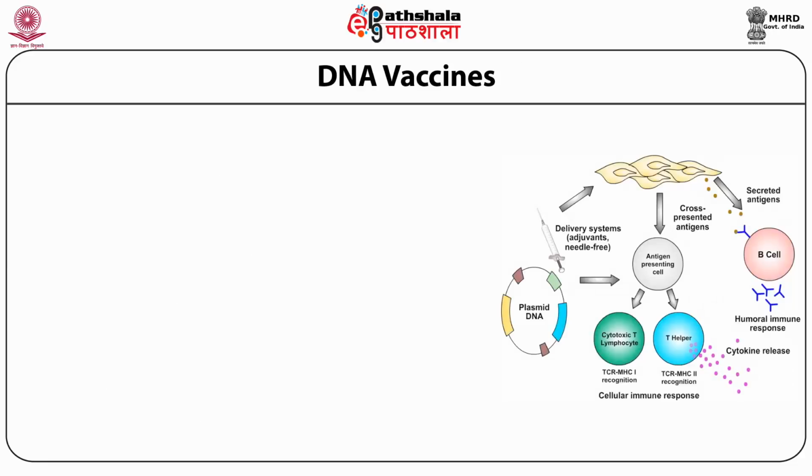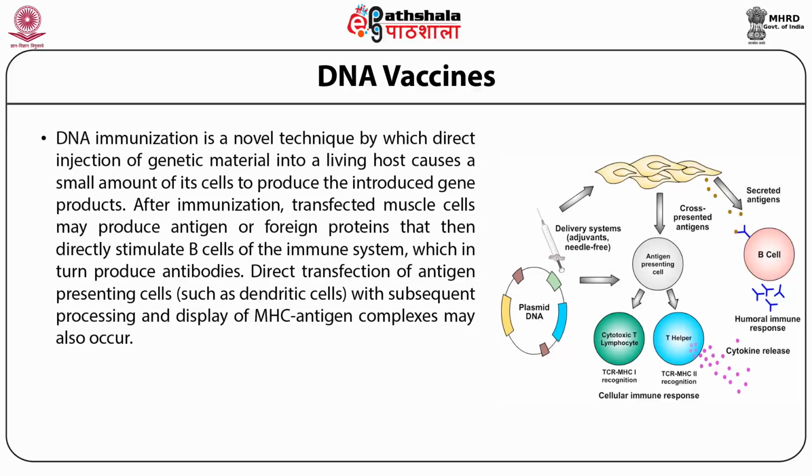Apart from viruses and bacteria, DNA can itself be used to elicit the immune responses. DNA immunization is a novel technique by which direct injection of genetic material into the living host causes a small amount of its cells to produce the introduced gene products. After immunization, transfected muscle cells may produce antigen or foreign proteins that then directly stimulate B cells of the immune system, which in turn produce antibodies.